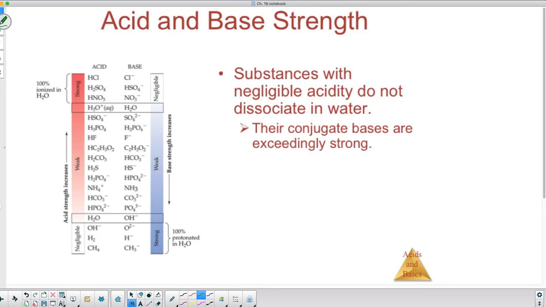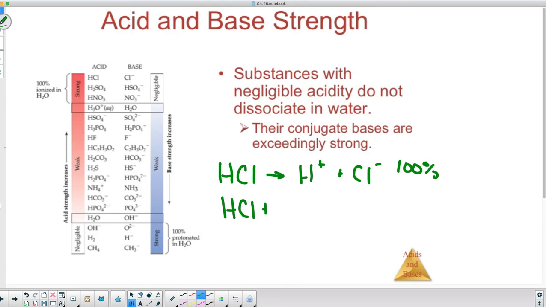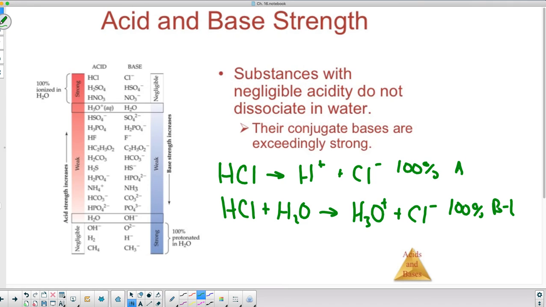So substances with negligible acidity do not dissociate in water. That means that something with a strong acidity, like HCl, breaks up into H plus and Cl minus 100% of the time. Another way to write this, of course, would be just like how I wrote it before, actually showing the H2O and then tagging that on like that. And that still happens 100% of the time. This would be the Arrhenius way, and this would be the Brønsted-Lowry way to show how the strong acids dissociate.